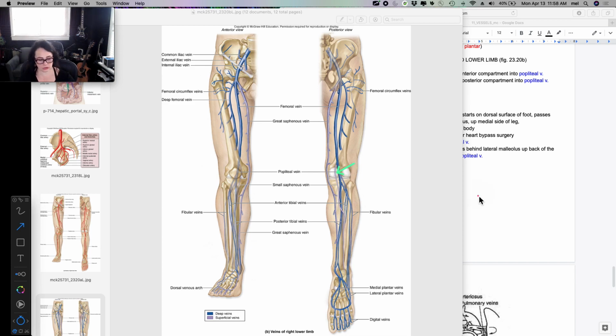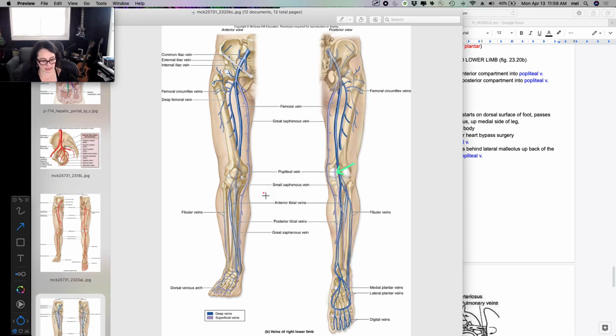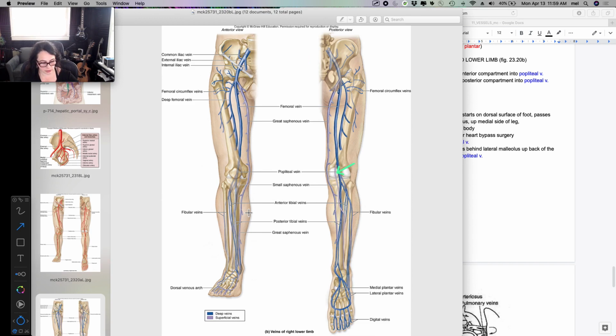With deep drainage, you've got anterior tibial veins that run with the anterior tibial arteries, and posterior tibial veins that run with the posterior tibial. Those will gather together into the popliteal. I'll show you in just a second. The popliteal will go up and drain into the femoral, and then the femoral will drain into the external iliac, so it's actually relatively easy. The only deal is that a lot of times you have, oh, did I not put the fibulars on there? Oh, you need to know the fibular for lab, so I'll show them to you too.